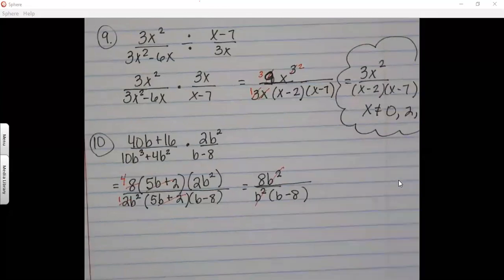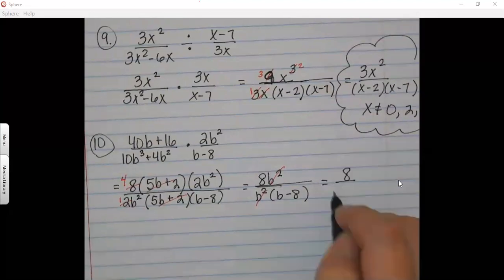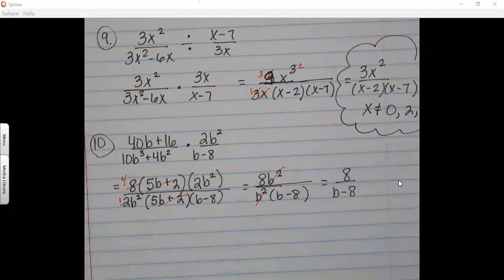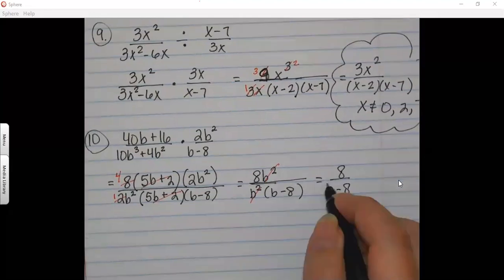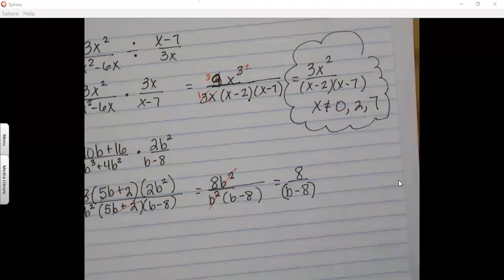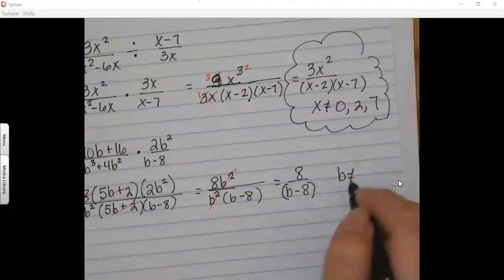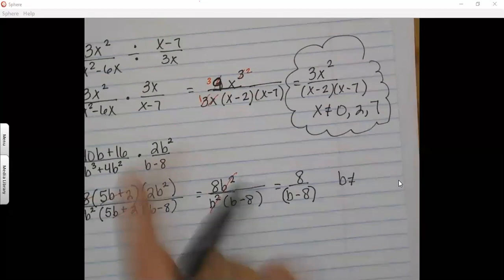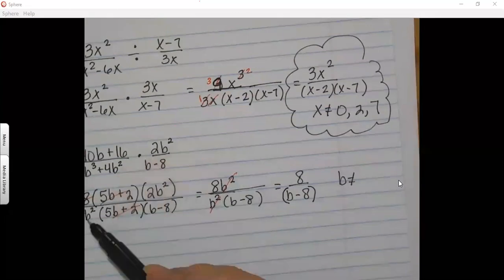Can I cancel those 8s? No, 8 is a monomial. b minus 8 is a binomial. All or nothing with a binomial. So b cannot equal, oh, that was multiplication. This is not division. So b cannot equal 0 from 2b squared. What about from 5b plus 2?